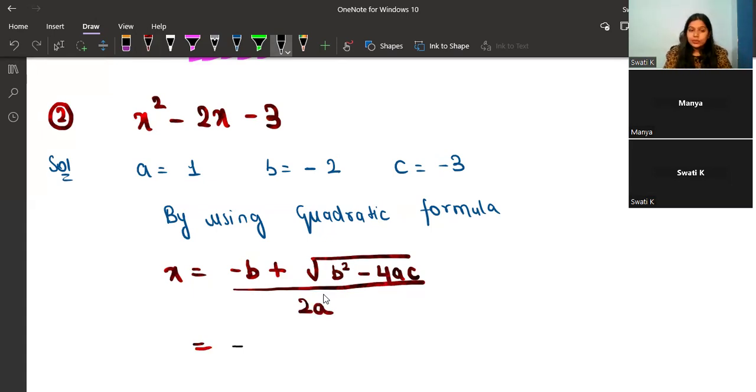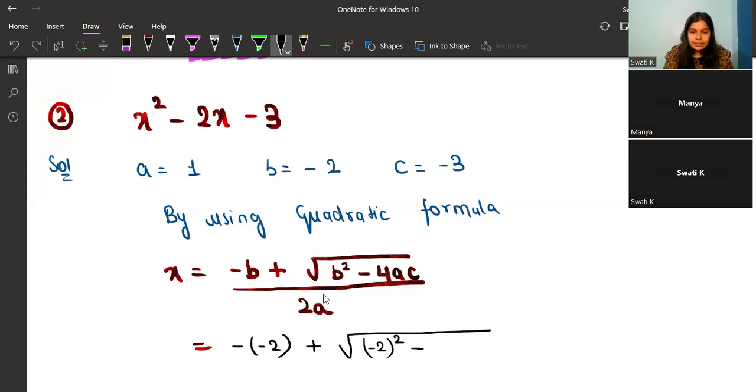-2. So we'll be writing again -2. And of course, we don't write down the two signs together, so we'll put a bracket. Plus, next, -4.